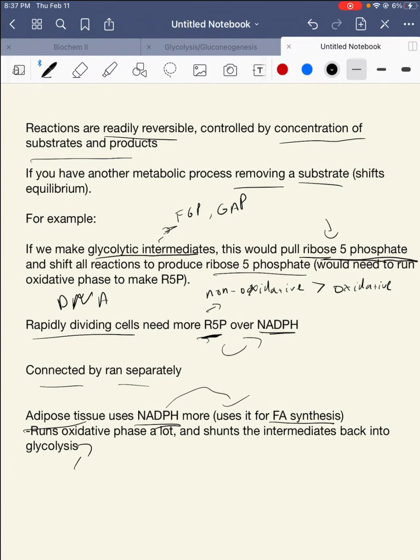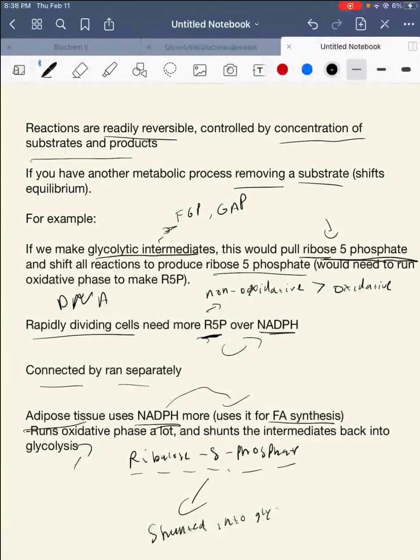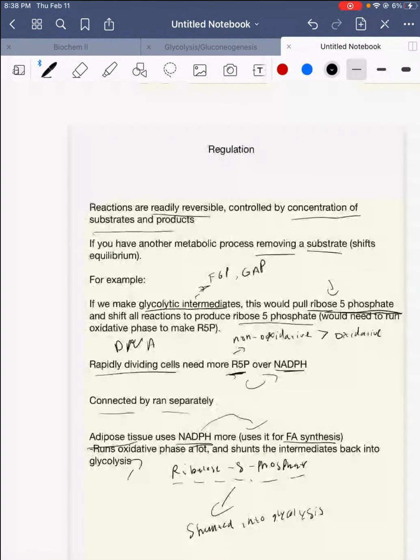And then the ribulose 5-phosphate that's made from the oxidative phase, because remember I said the oxidative phase ends at ribulose 5-phosphate, is then, instead of being converted into ribose 5-phosphate, shunted into glycolysis. Because the cell does not need to make ribose 5-phosphate, the ribulose 5-phosphate can be shunted directly into glycolysis without having to make ribose 5-phosphate and use that for nucleoside production.